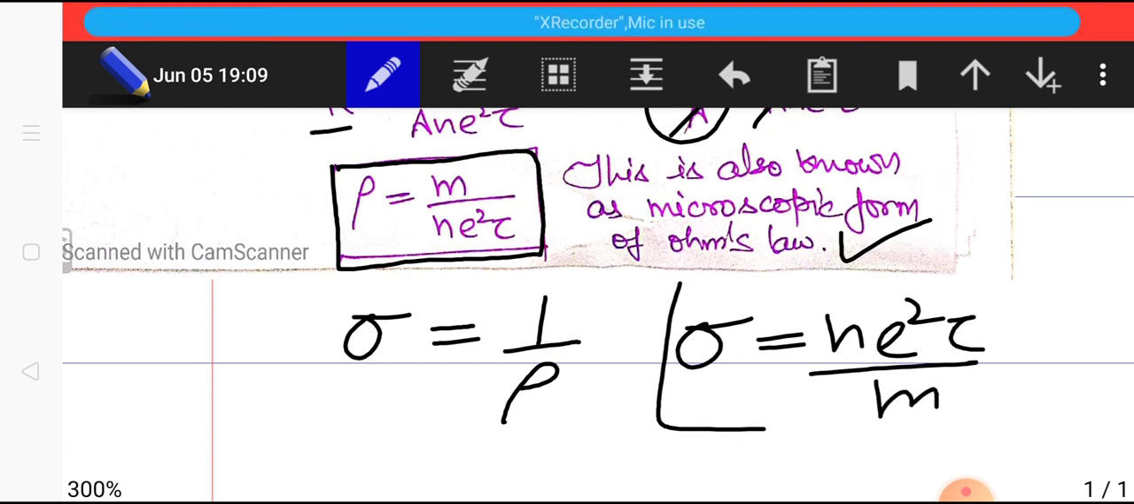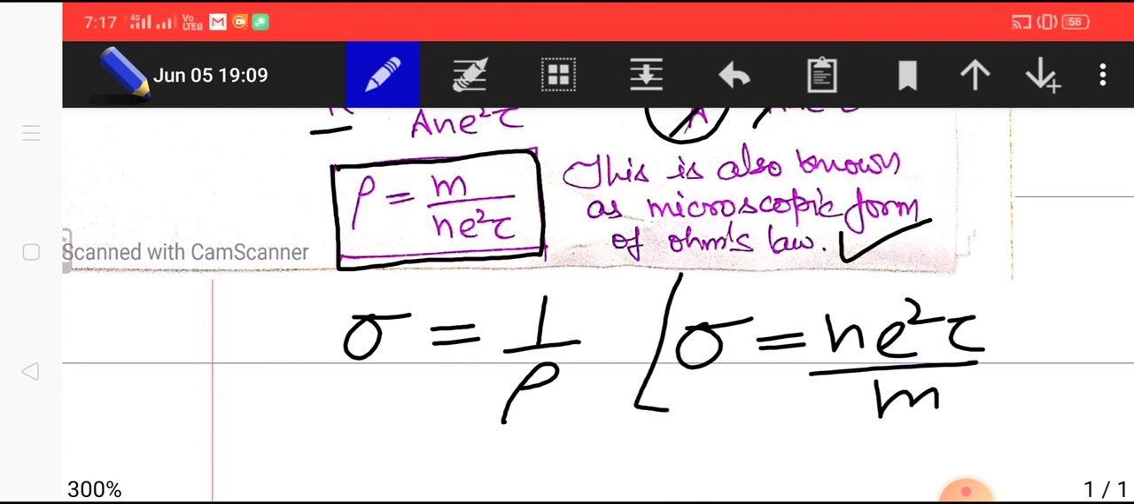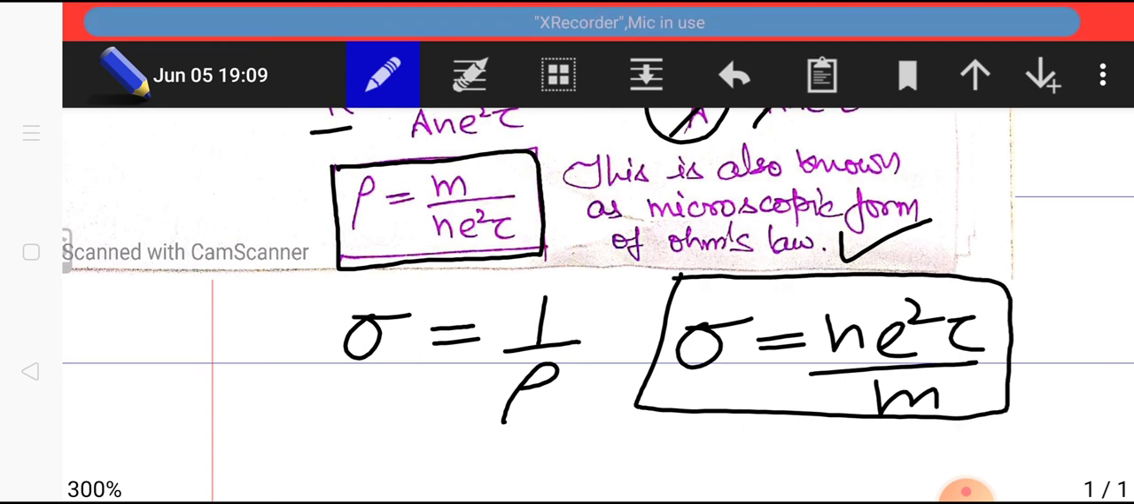So these are very important relations. You must go through them and revise them in writing, otherwise you are not going to reproduce them in your final exam. Revise them properly.